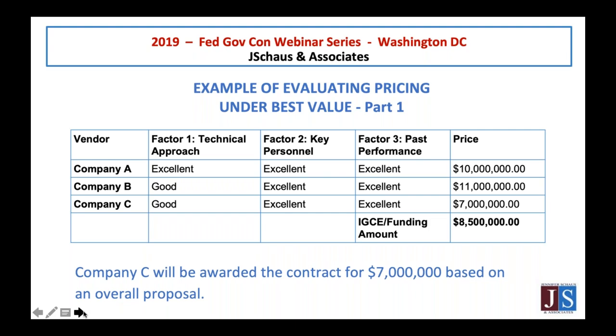Another thing that I want to discuss is that the government also has an estimate and a budget for what this work is going to cost. So they have an IGCE, which is the independent government cost estimate, and the way they develop that is through historical data, or what they believe it's going to cost somebody to provide the services or goods. And then because of that, they also have a funding amount. Each program office gets appropriated a funding amount. And in this case, they will fund $8.5 million for this specific project.